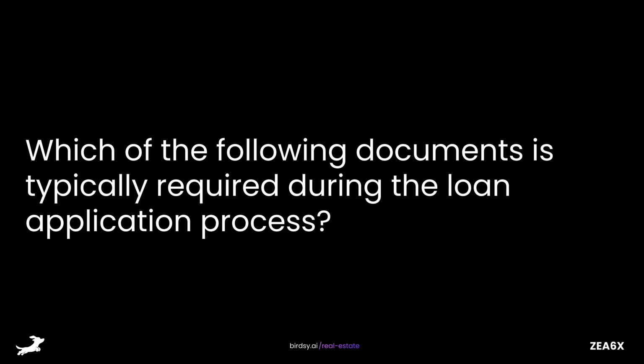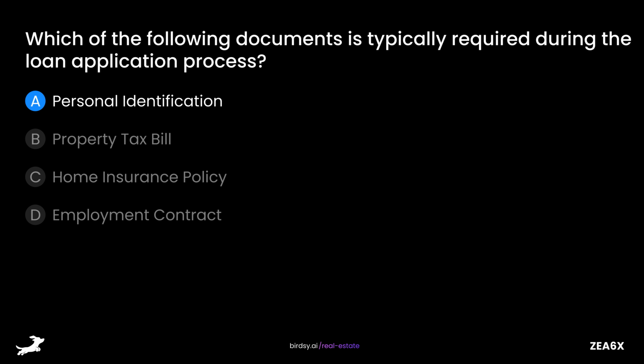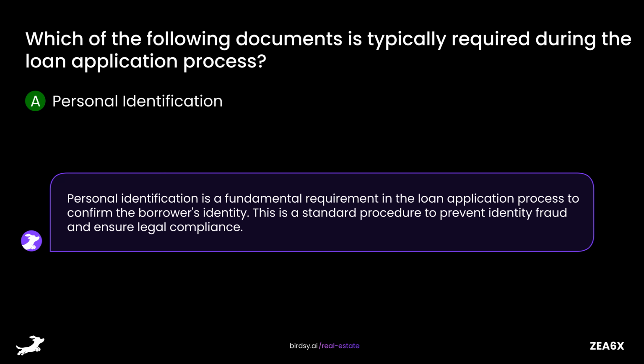The loan application process. Which of the following documents is typically required during the loan application process? Is it A, personal identification, B, property tax bill, C, home insurance policy, or D, employment contract? The answer is A, personal identification. Personal identification is a fundamental requirement to confirm the borrower's identity. This is a standard procedure to prevent identity fraud and ensure legal compliance.